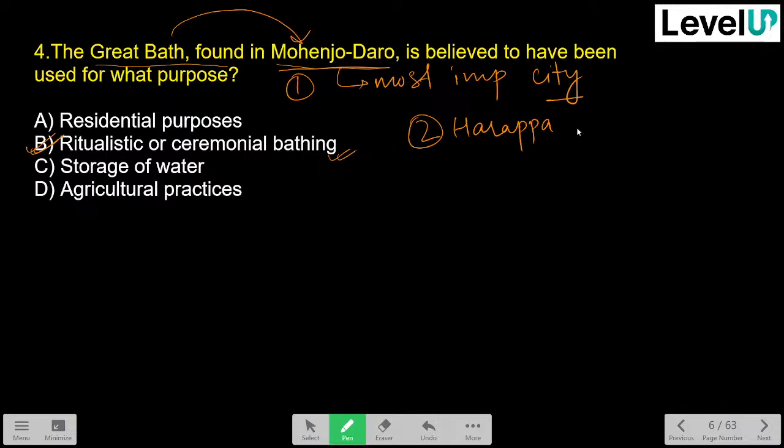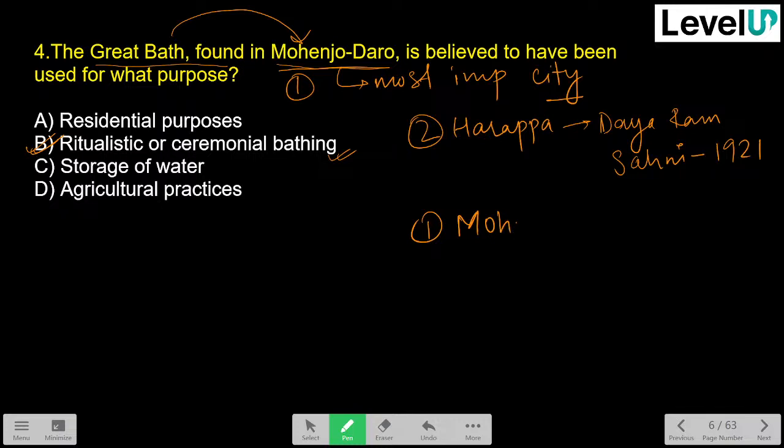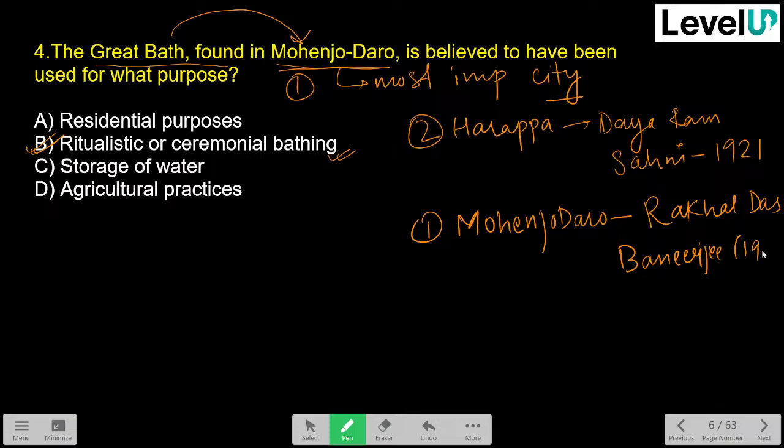Here one thing you have to know is who the excavators of Harappa were. Harappa was excavated by Daya Ram Sahni. Please remember these things, it is very important. And Mohenjo-daro was excavated by Rakhal Das Banerjee in the year 1922.